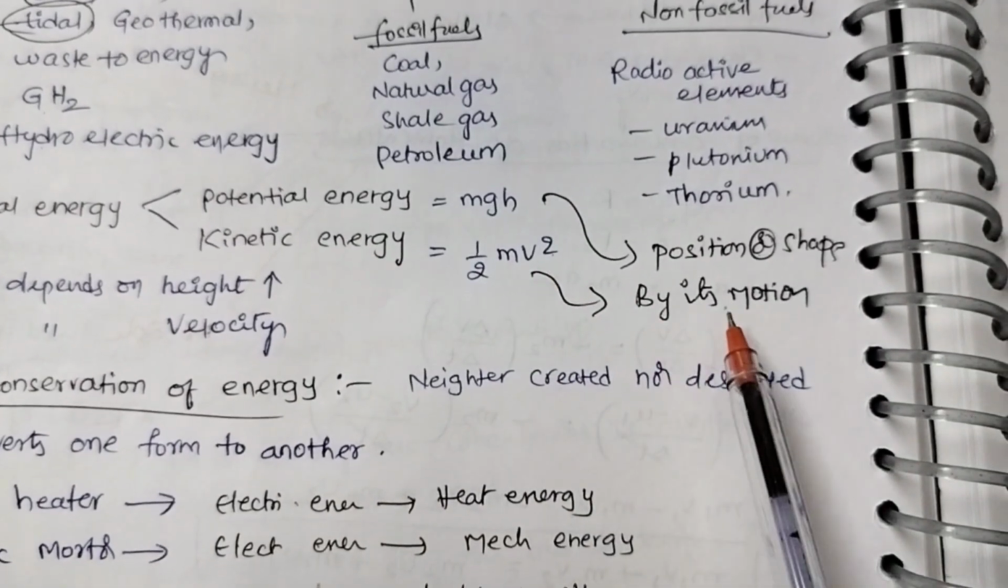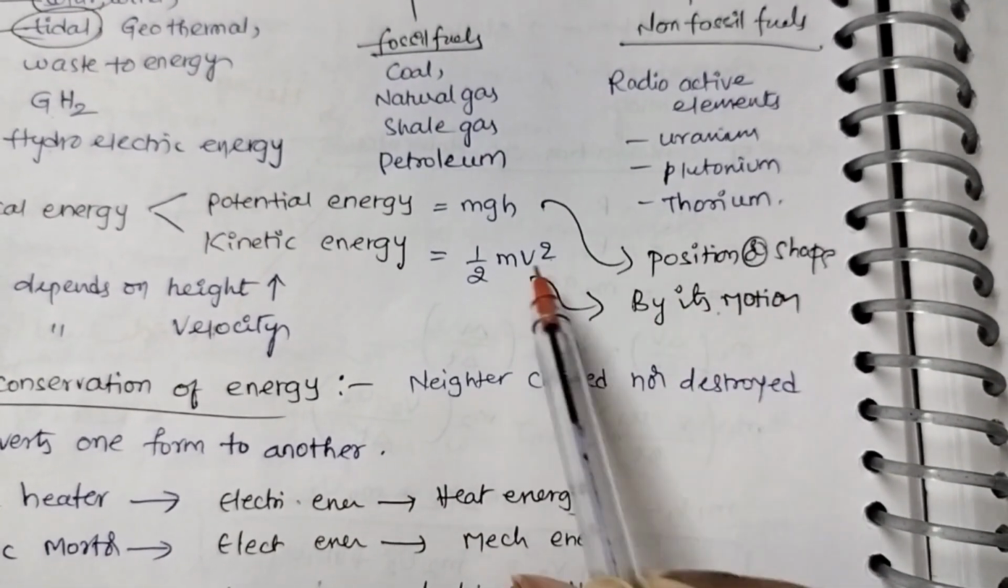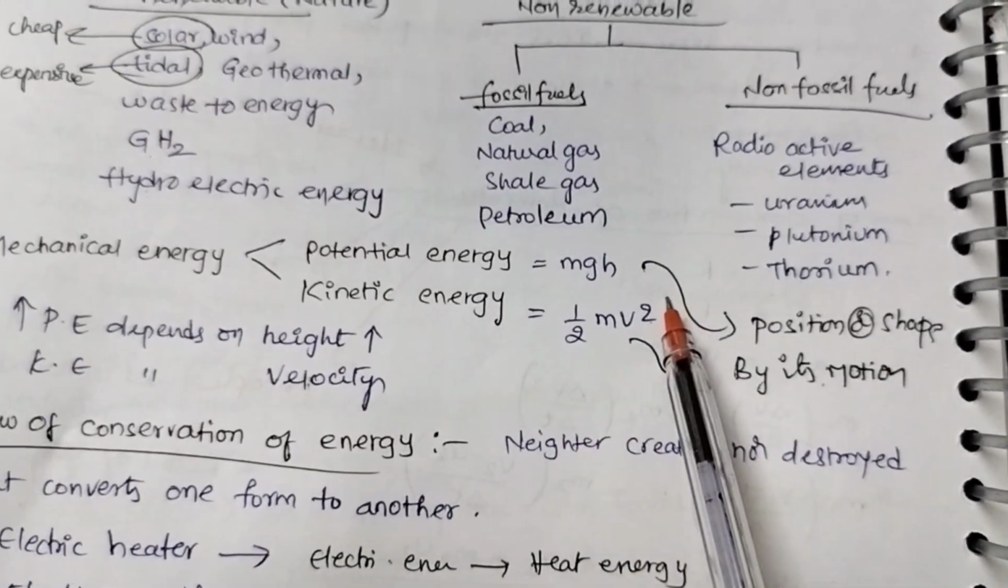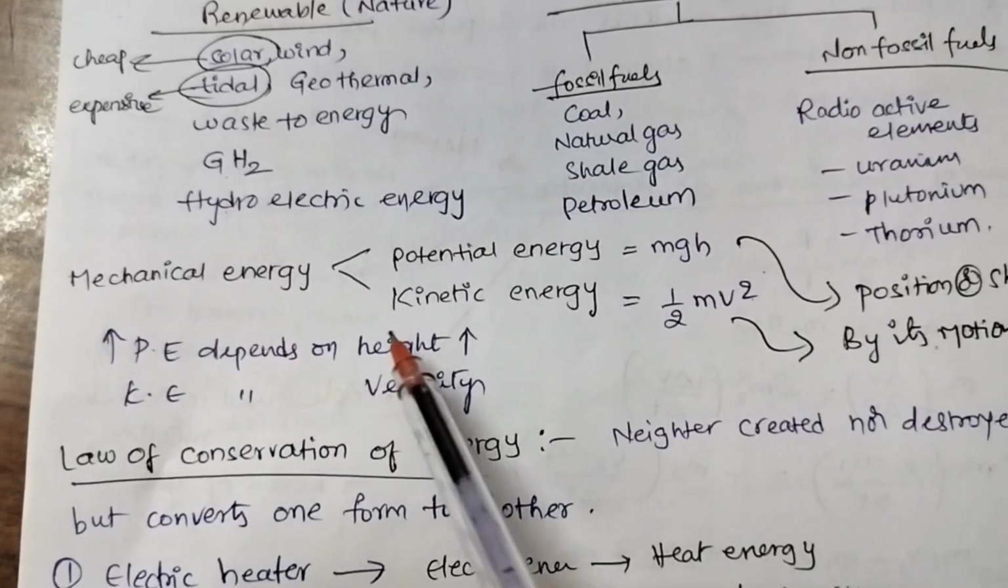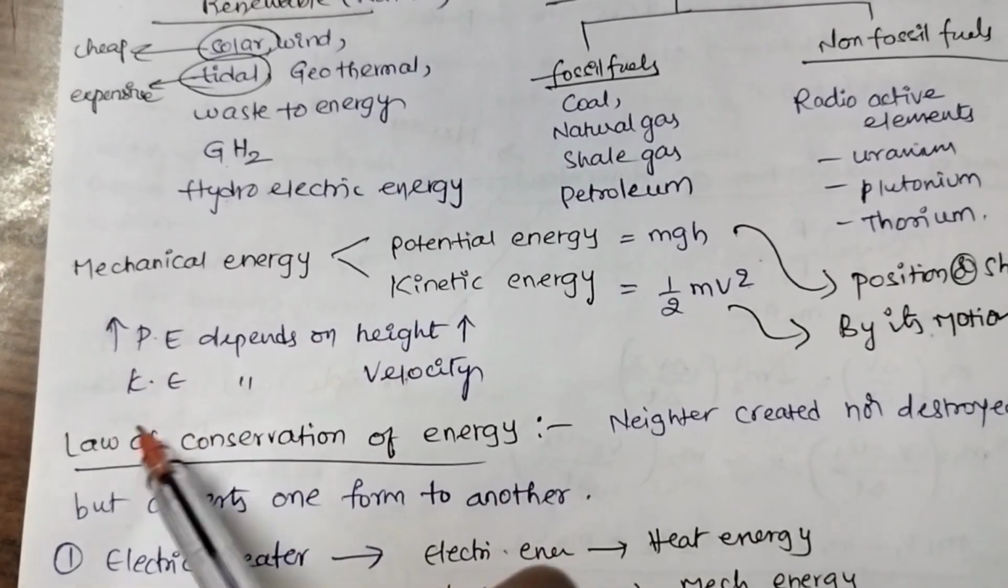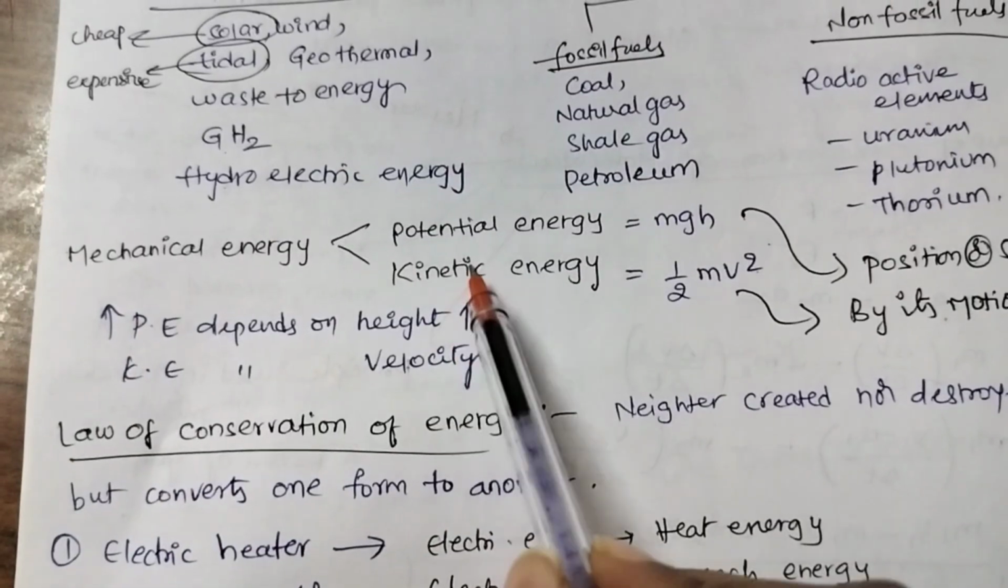If the energy is defined by its motion, then it is called kinetic energy. KE is equal to half mv square. Potential energy depends on height, whereas kinetic energy depends on velocity, which means if potential energy increases, height increases.